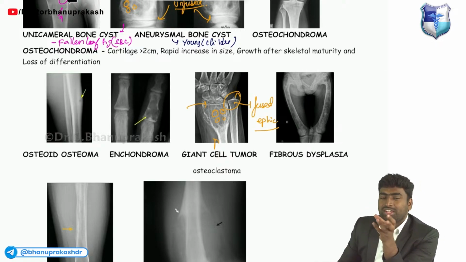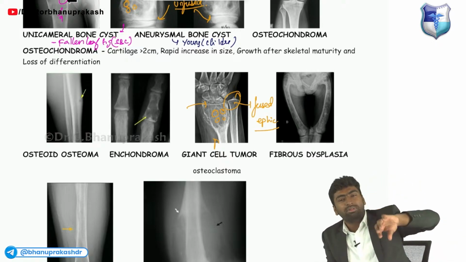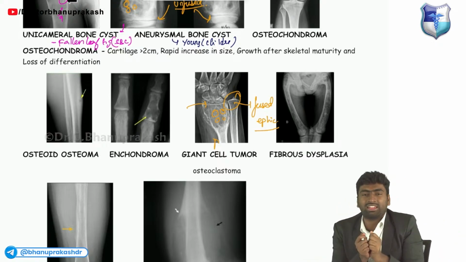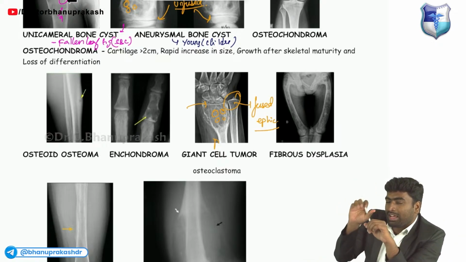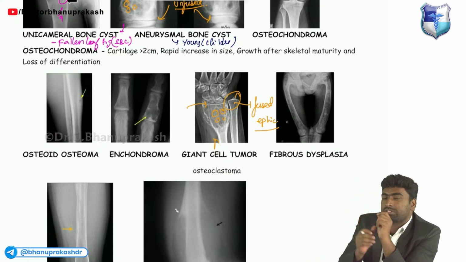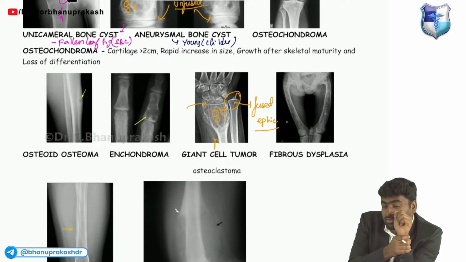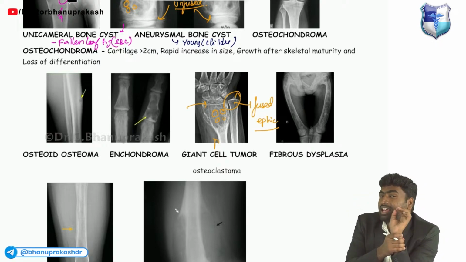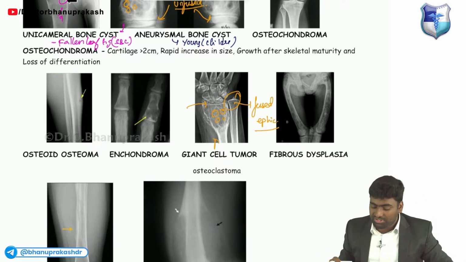If you are non-vegetarian, you know eggs, right? An egg has a shell. Once you crush the egg, you get a crackling sound. Likewise, if you press this lesion, you will be able to hear this crackling sound. That is the classical feature of GCT.